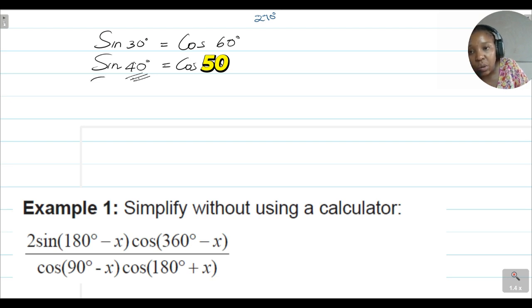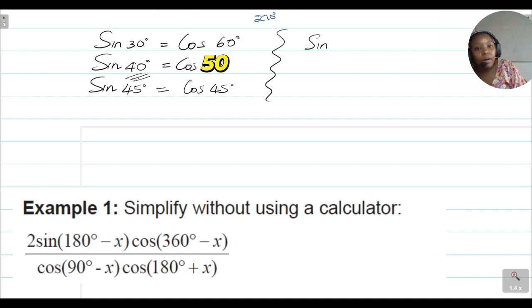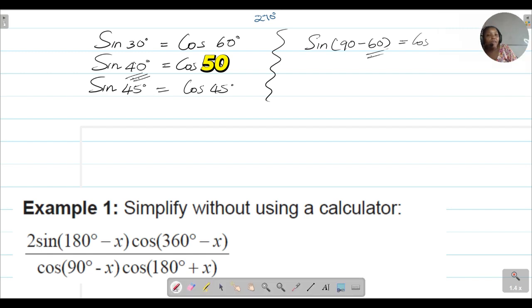Let's look at another one. Sine of 45 degrees is equal to cos of, 45 plus what will give us 90? Cos of 45 degrees. So in other words, if you're given sine of 90 minus 60 degrees, you can reduce that to cos of 60, because 90 minus 60 is 30 degrees, and sine of 30 is equal to cos of 60 degrees.